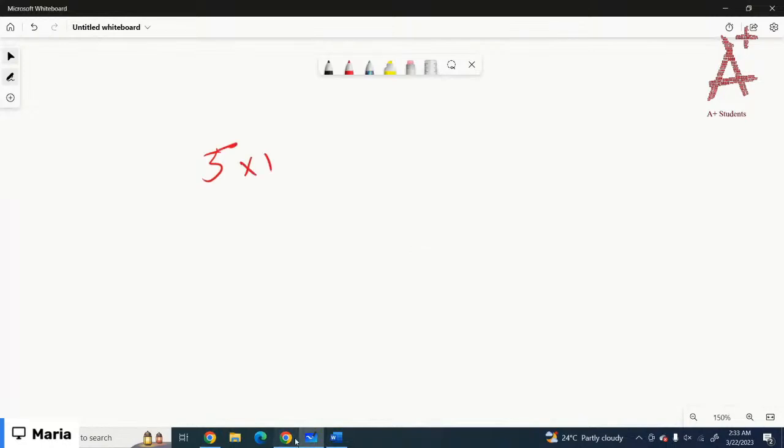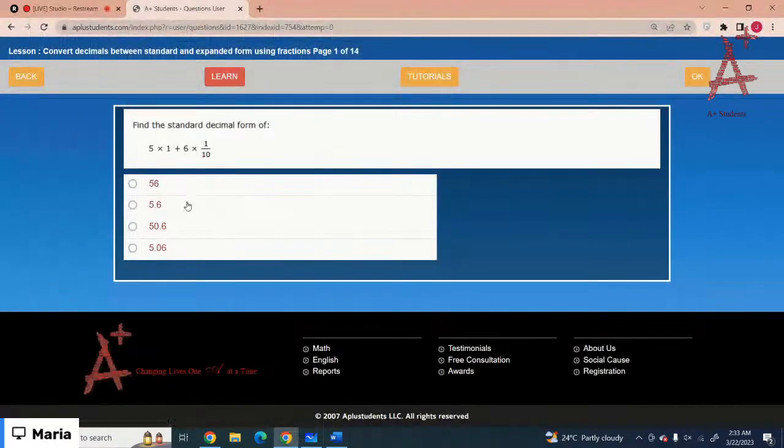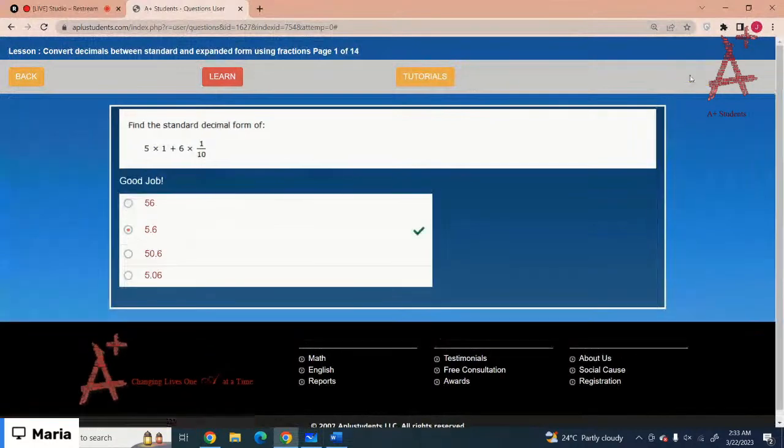Okay, the next one is 5 times 1 plus 6 times 1 over 10. So that is the digit, that is the place value. That is the digit, that is the place value. Got it? So 1 means that is the ones position. At the ones position, you have to write 5. 1 over 10 means 0.1. 0.1 is the tenths digit. That means the tenths digit is 6. So it would be, yes, very good, 5.6. Got it? So the correct option is 5.6. Option number 2 is the correct option. Got it?